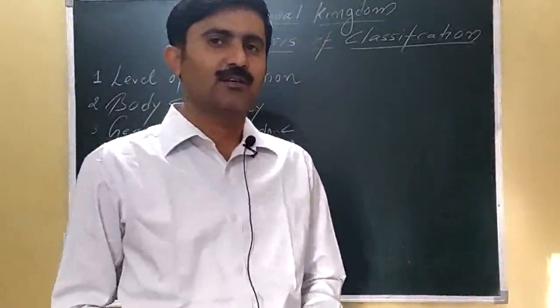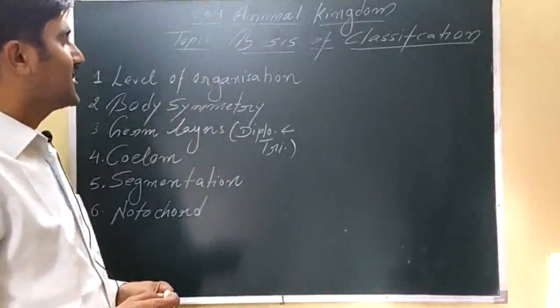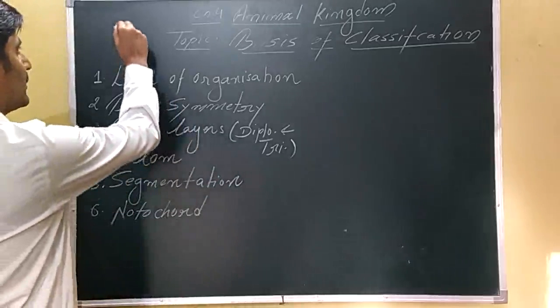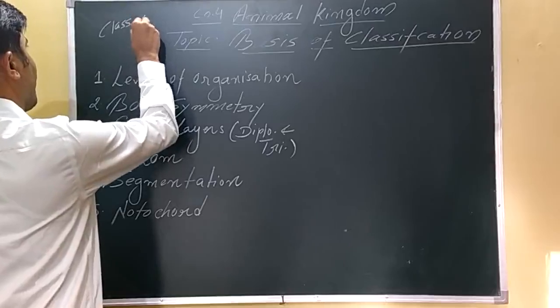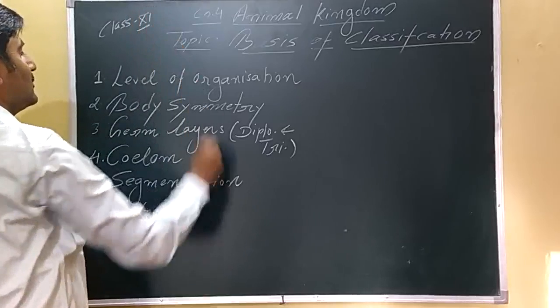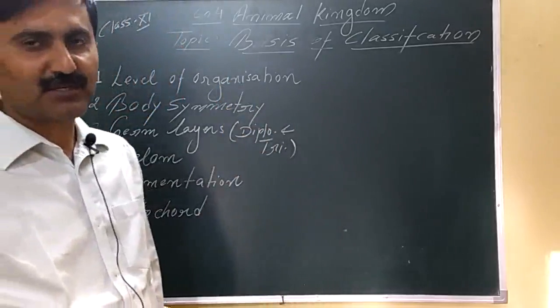Hello students. So today let's start with a new chapter, that is chapter 4 of class 11, Animal Kingdom. So first of all, in Animal Kingdom, let's talk about the basis of classification.